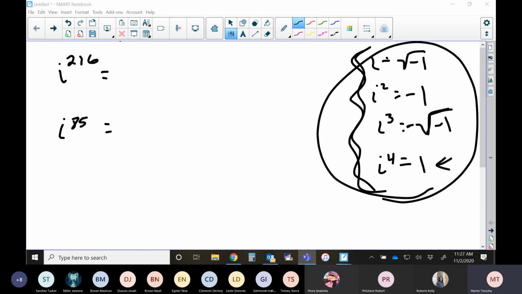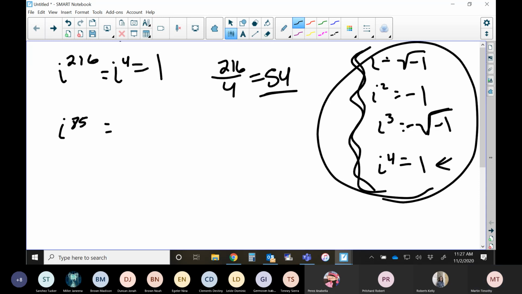Anybody get an answer for the first one? I just got 1. What'd you get? 1. Good, because when I do this, 216 divided by 4 is 54. No remainder. That means that that's equivalent to i to the 4th, which is also known as 1. Yes or no? Yep. What did you guys get for an answer there, for the second one, 85?